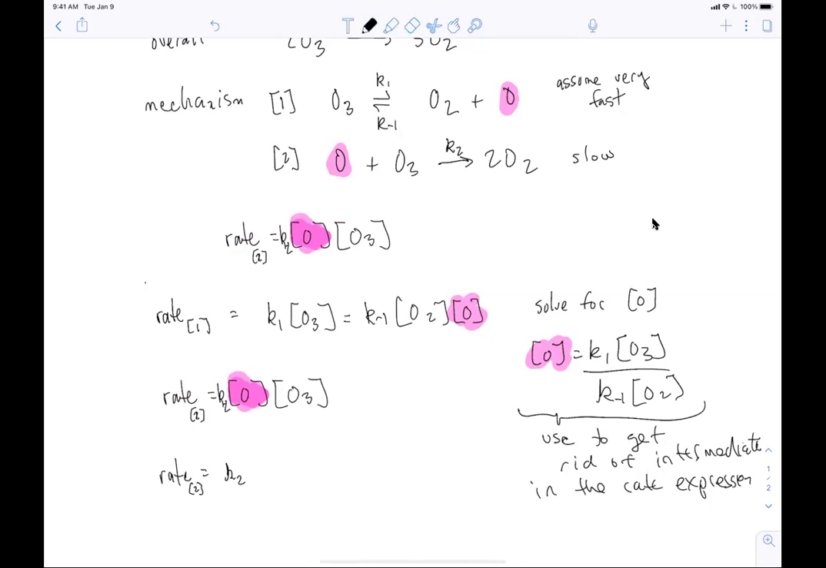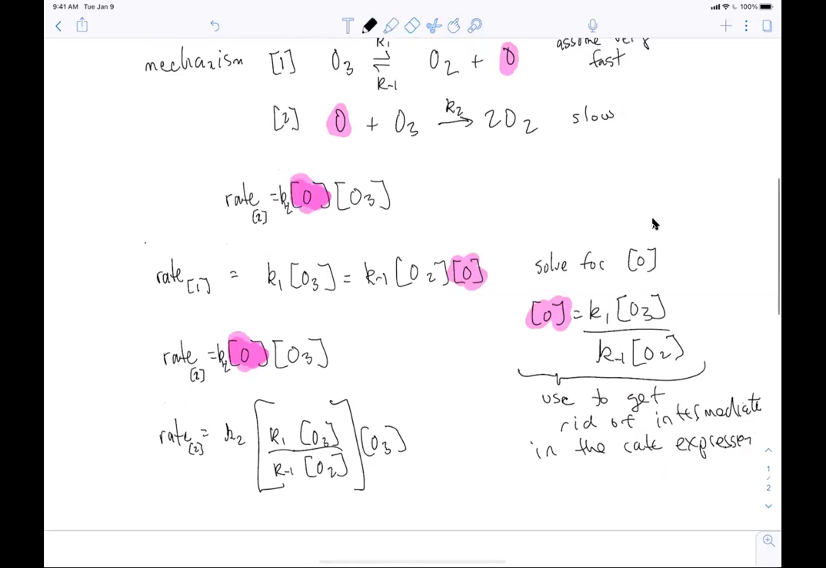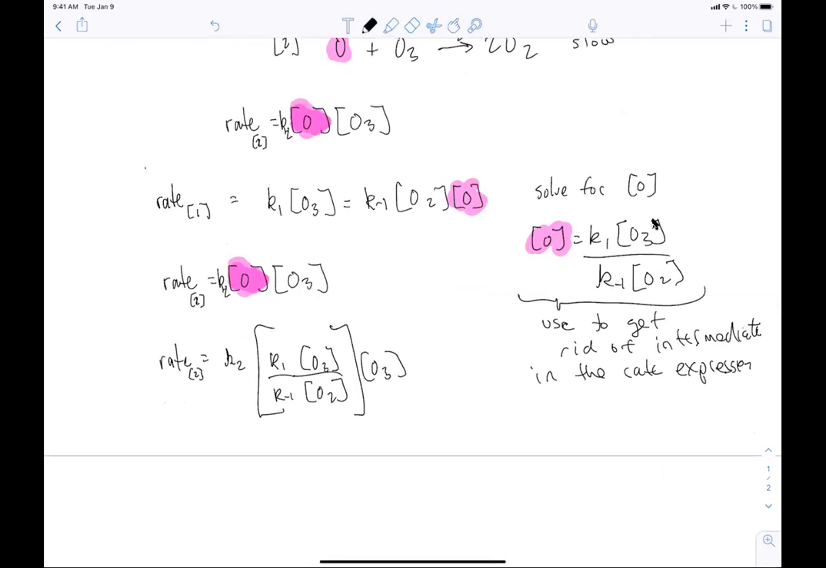So we can substitute that in, we can put it in brackets. You say K1 over K negative 1 times the original O3. And then we can simplify this down. And so we can just say rate. You don't have to put the 2 subscript on there. That's just me trying to allow you to figure out which rates I'm talking about where.